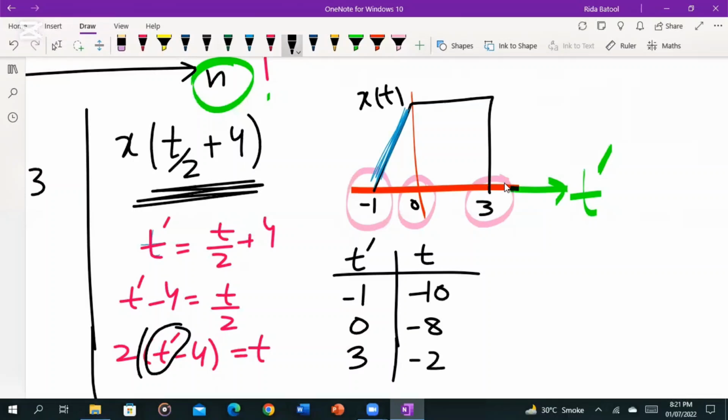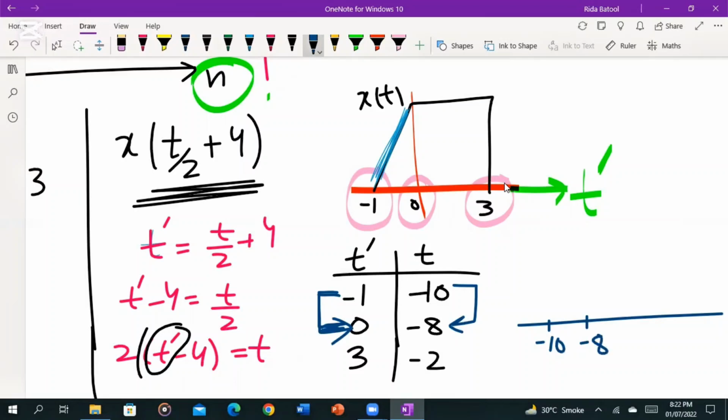Now, this signal is being advanced according to this. Yes, signal is being advanced. Now, what you have to do? The signal which was from -1 till 0, you have to sketch the same signal from -10 till -8. The same signal. And the signal was like this. It was going up.